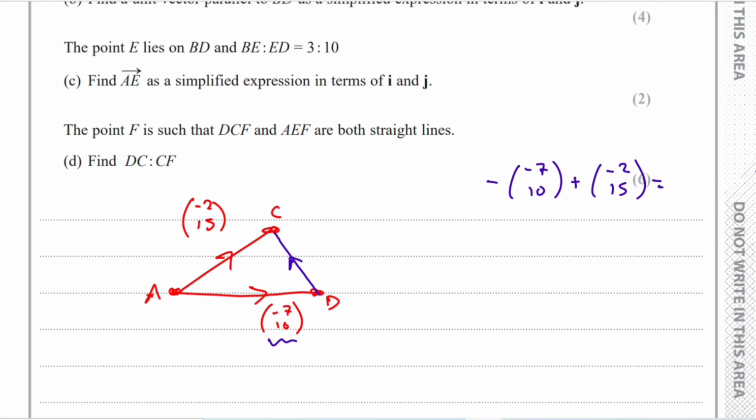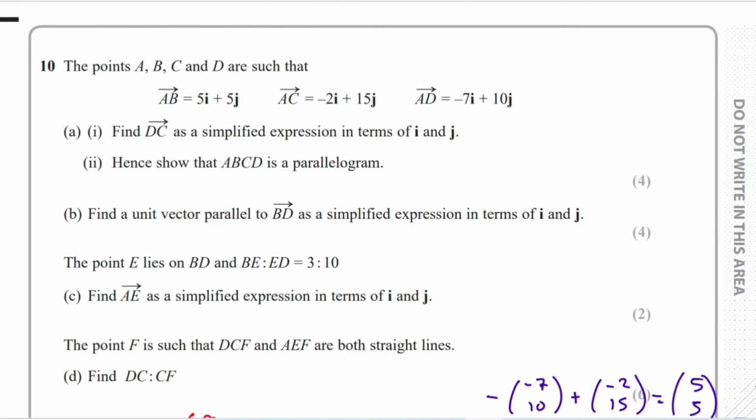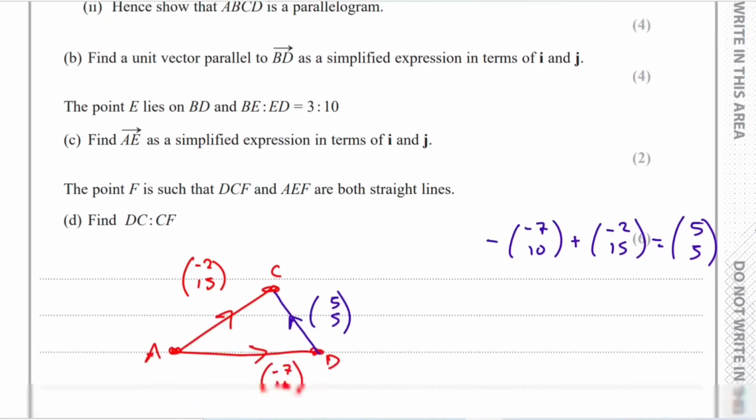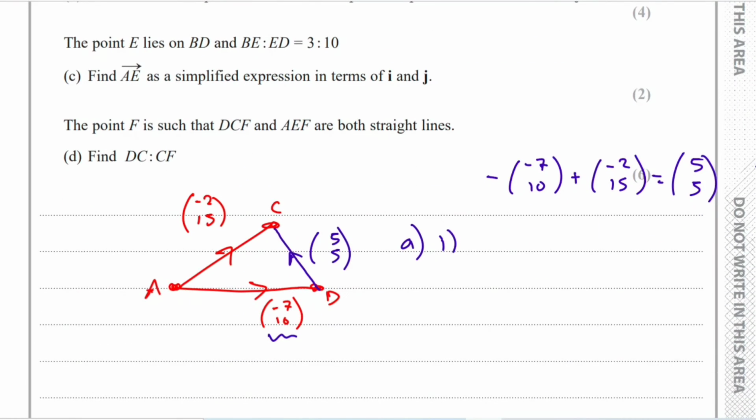And that's going to give us 7, take away 2, which is 5. And minus 10, add 15, which is 5. So that's our vector, 5, 5. That's the answer to part 1. So we write it in terms of i and j. So for part i, it's going to be 5i plus 5j.